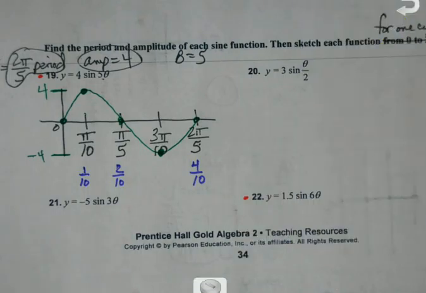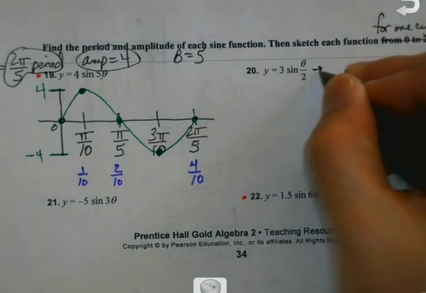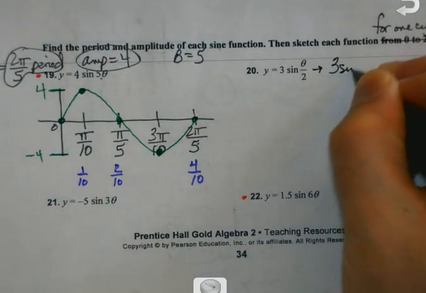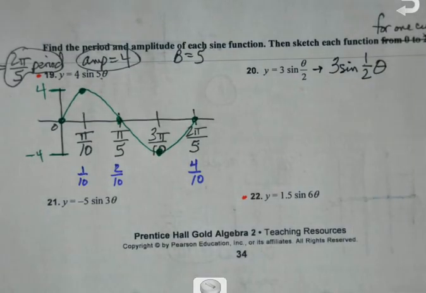And then I'm going to give you one bit of help on 20. I'm not going to do 20. We're just going to rewrite this because I think that might confuse some of you. This is really 3 sine 1/2 theta. So your b value there is going to be 1/2. Because I know sometimes people look at that, they're like, is the b value 2? I'm like, nope. Just means we're going to look at it like we would a fraction for that one.